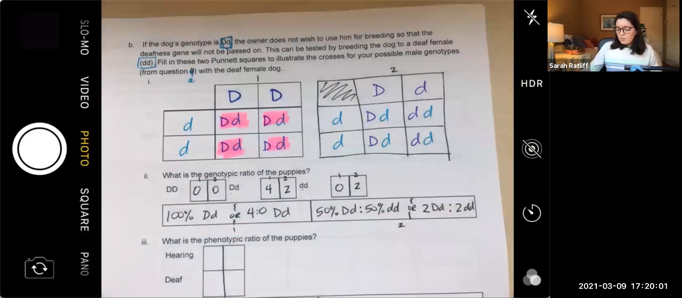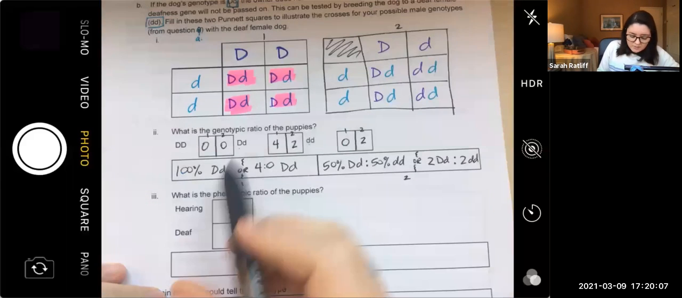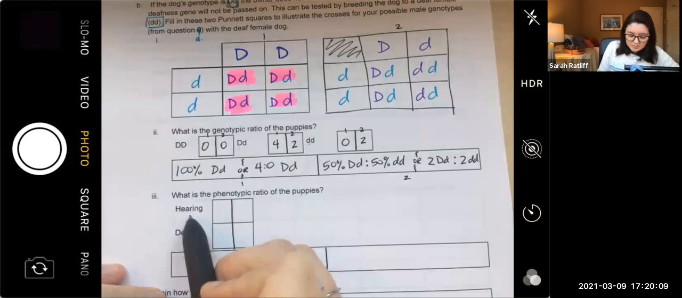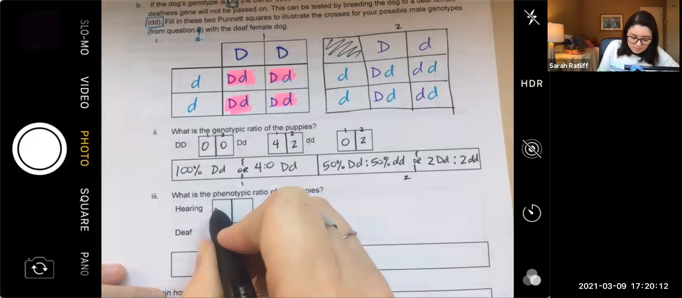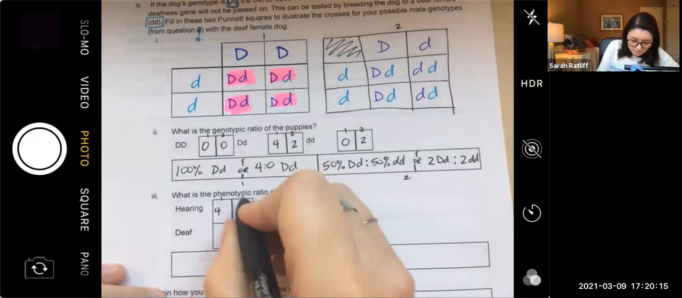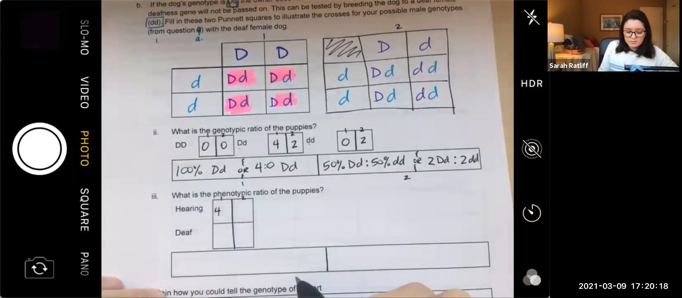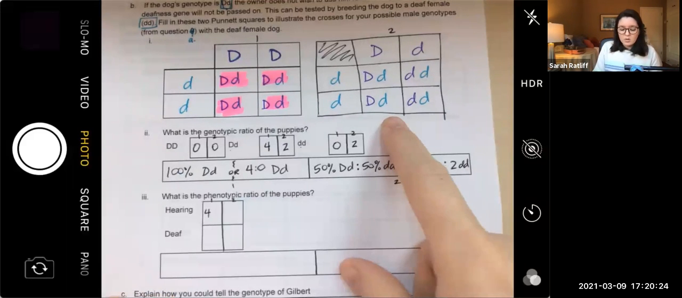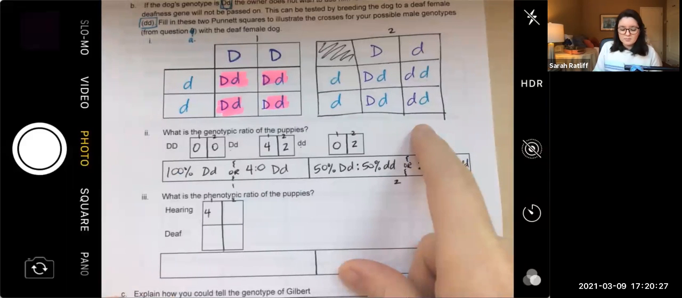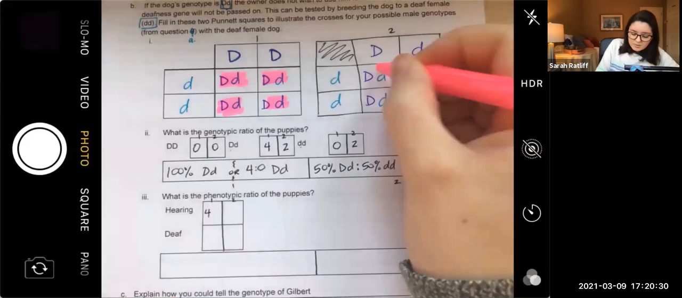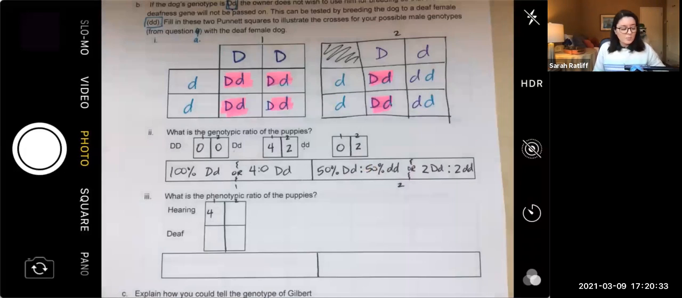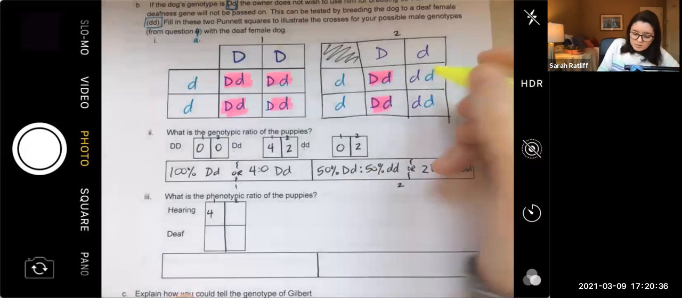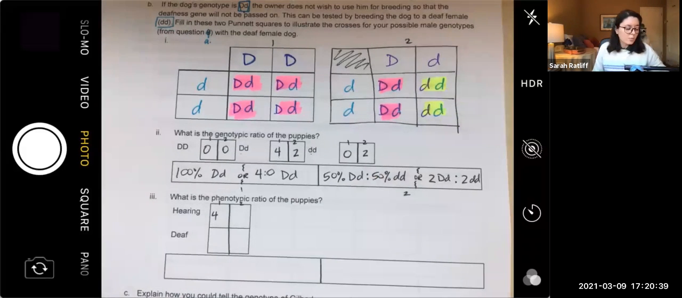So for Punnett Square number 1, got my black line here. What is the phenotypic ratio of the hearing puppies? Well, we have 4. Again, let's see this 1 and 2. We have 4 that are hearing. Awesome, awesome. Next up, let's look at Punnett Square 2. We have some differences here. We have 2 with that dominant allele, that capital D, but the other 2 are homozygous recessive. They will be deaf. They have that recessive gene for deafness.